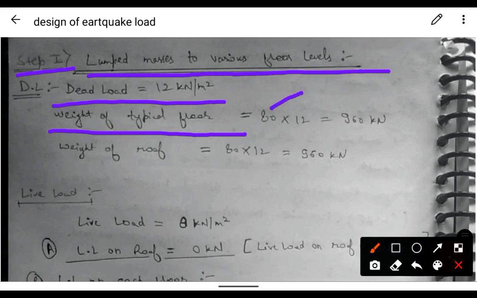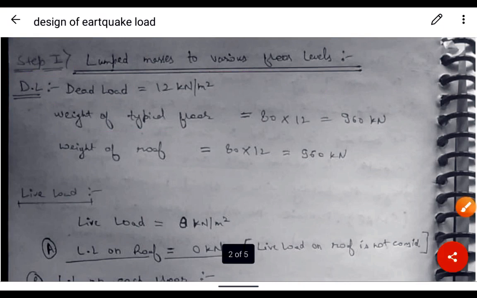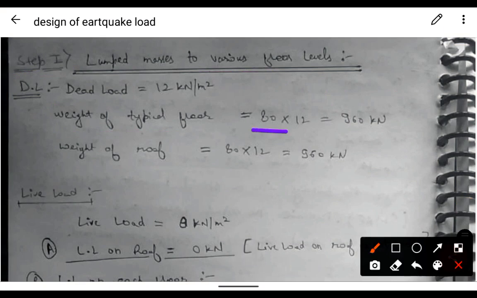As I have already found, this is the plan area, which I found by multiplying the longitudinal width and lateral width, that is 8 multiplied by 10, which gives us 80 meter square. So when the plan area is multiplied by the dead load intensity on a particular floor, it is going to give us 960 kilonewton.